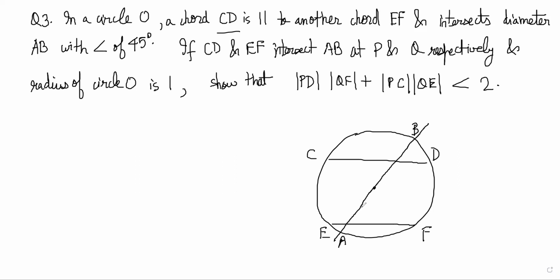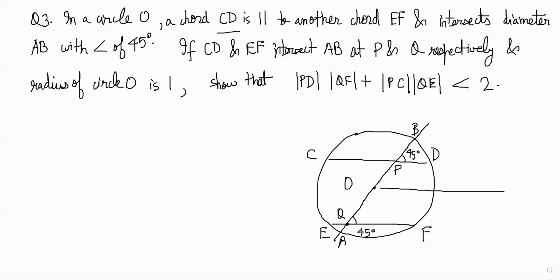So it intersects the diameter at an angle of 45 degrees. Since they are parallel, both these angles are 45 degrees, right? The center of the circle is O, and we have been given that CD and EF intersect the diameter at P. So this point is P and this point is Q. The radius of the circle is 1. So we have this situation.